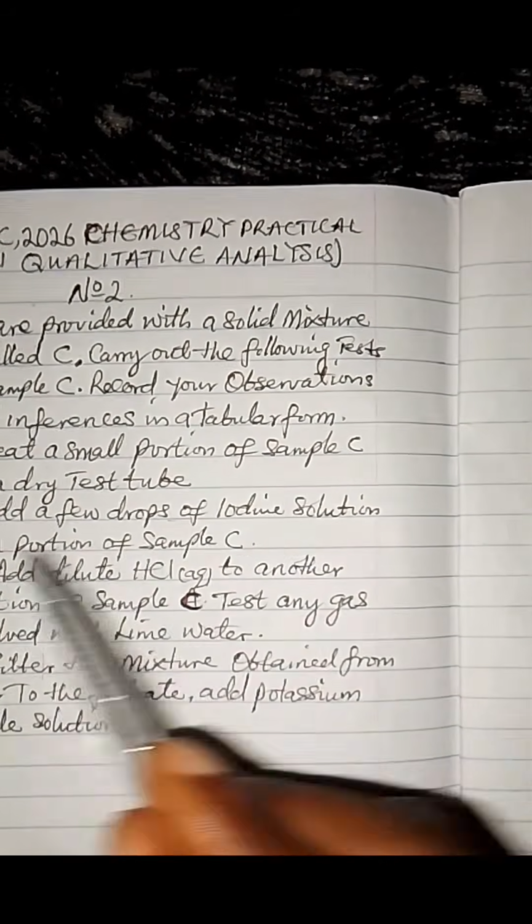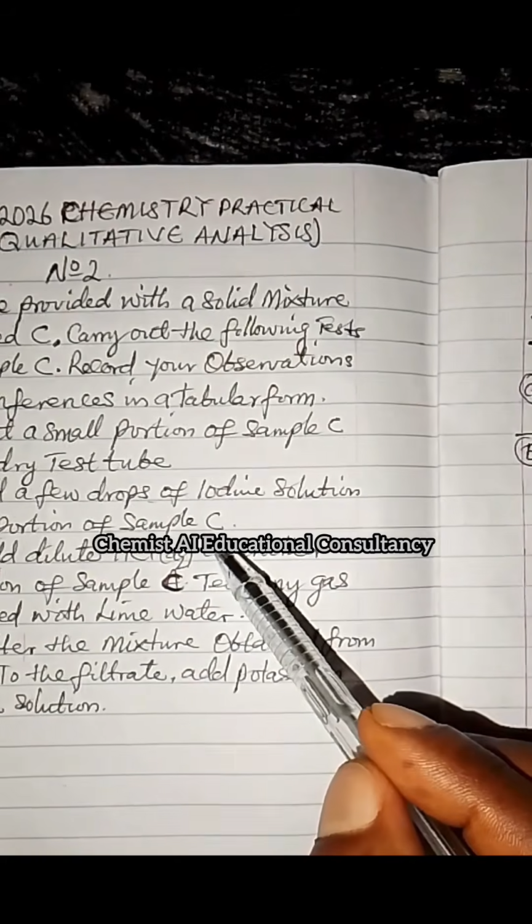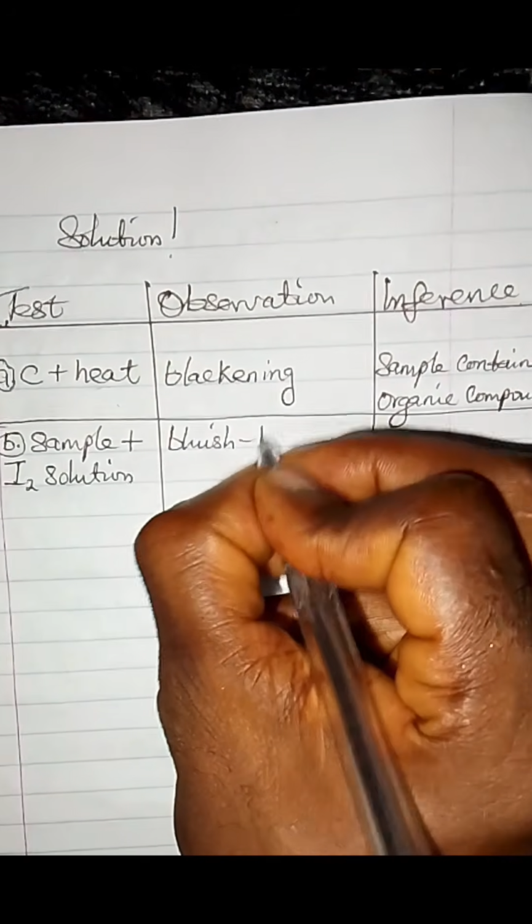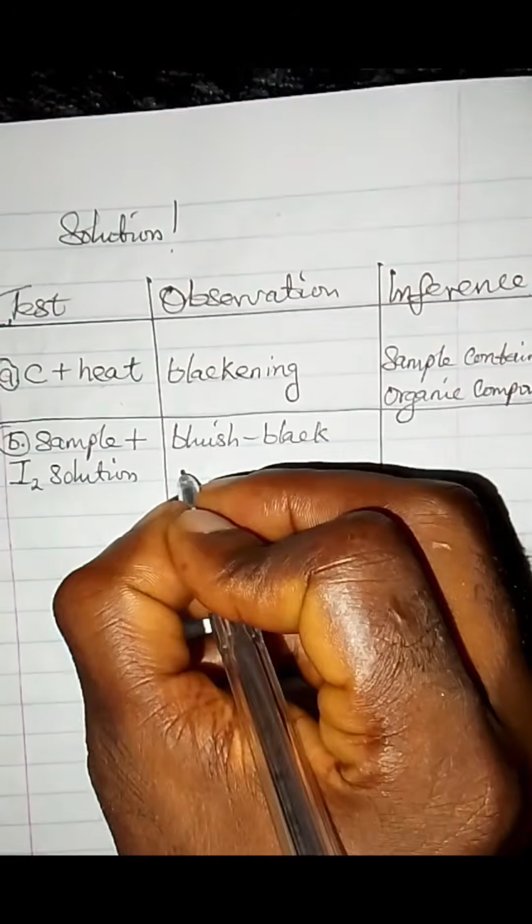Add a few drops of iodine solution to a portion of sample C. Possibly they may ask you to divide the samples into 3 or 4. So this is the second portion. And they said you should add iodine solution. So you just write sample plus iodine solution under test. Then you observe what happens. What you are going to get is blue-black coloration. So you either write bluish-black coloration, or sample turns blue-black, or just blue-black, right?